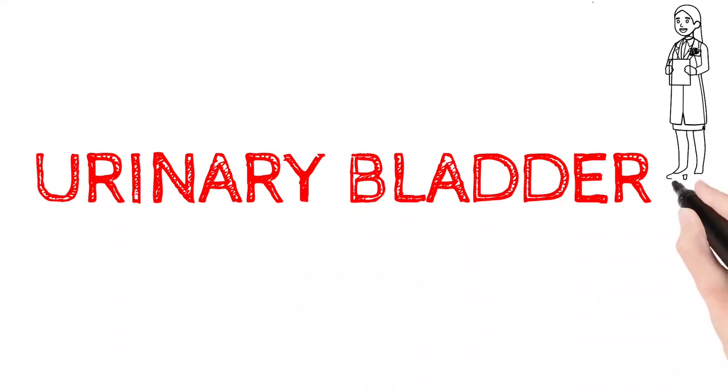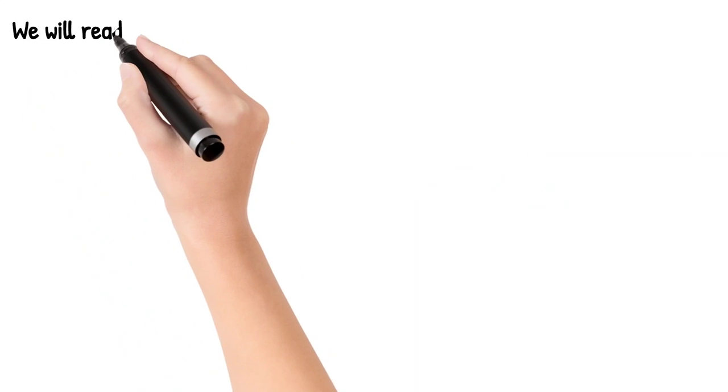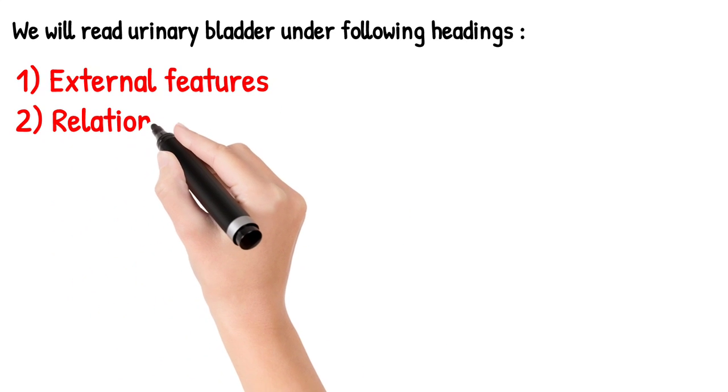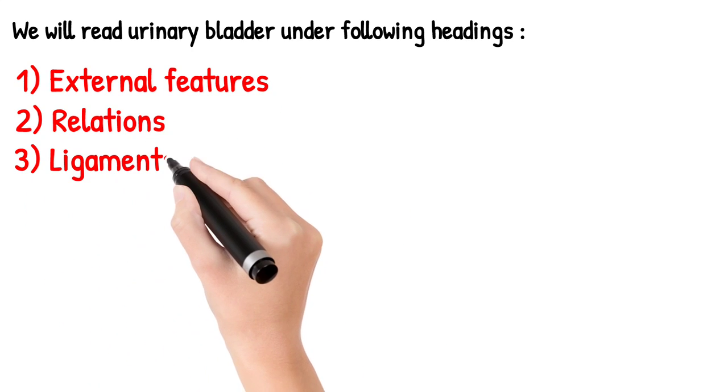To start the video, I am going to tell you some subheadings under which we are going to learn the urinary bladder. The first subheading is external features. Under external features, we are going to learn the location of the urinary bladder, the size, the shape, its different borders, its different surfaces, etc.